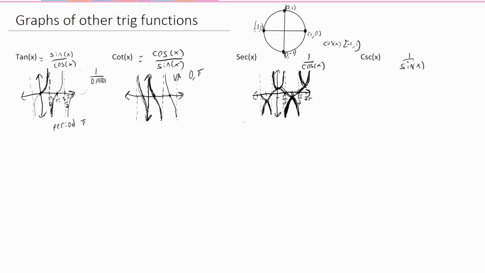And since it's 1 over sine x, we're going to have a similar pattern to cotangent in terms of our vertical asymptotes. So our vertical asymptotes are going to be at the y-axis. And instead of at pi over 2, like with secant, we're going to have it at pi, 2 pi, 3 pi, negative pi, and any multiple of pi. And so we're going to have these vertical asymptotes.